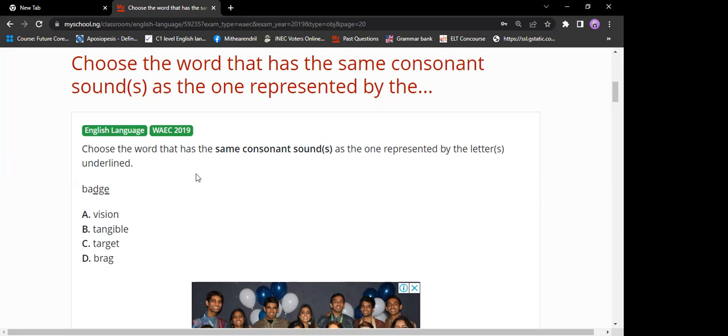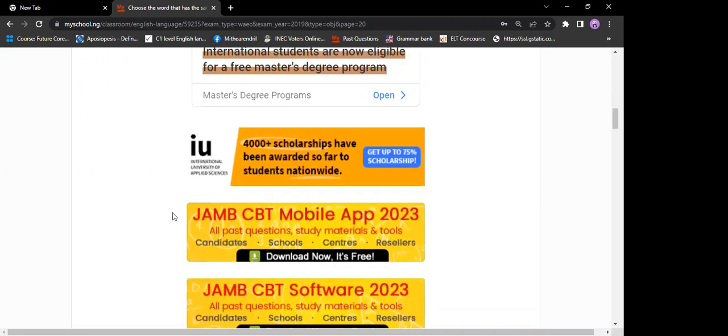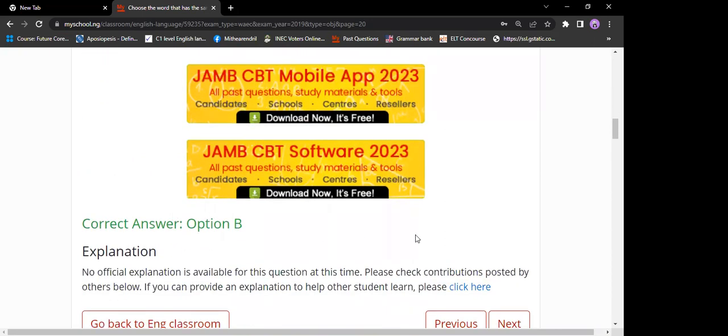The first option is vision, the second option is tangible, the third option is target, and the last one is brag. So the word we are looking at, the underlined sound is j, badge. The only option that tallies with that is option B, tangible. Let's check to confirm if we are right or not. So it means we are correct with our answer. So let's look at another question.